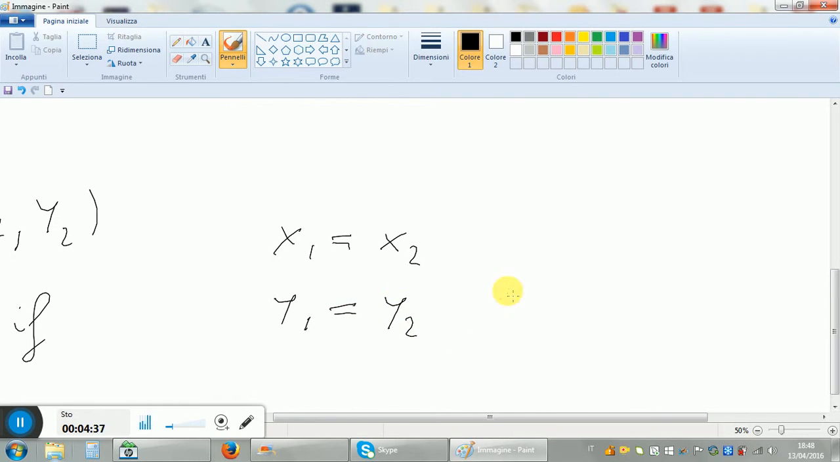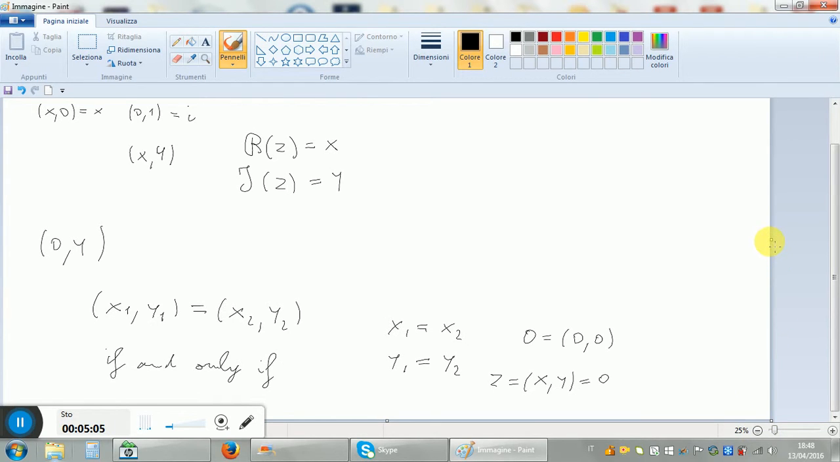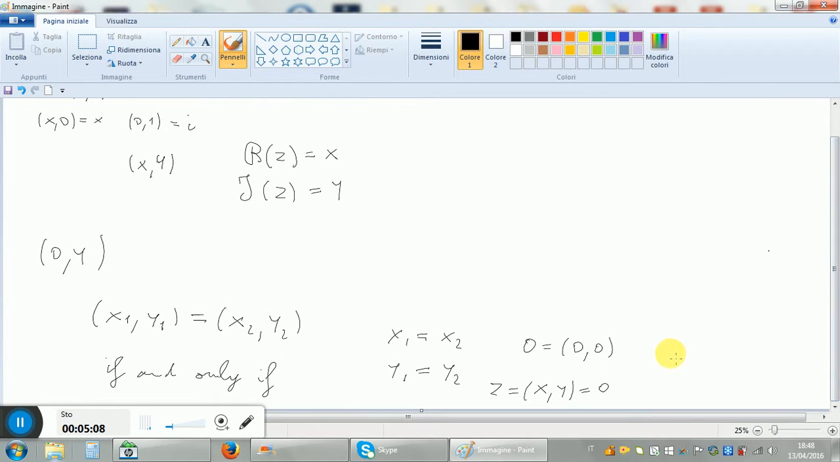In particular, since 0 is equal to the pair (0, 0), then z is equal to (x, y) equal to 0 if and only if x is equal to 0 and y is equal to 0.